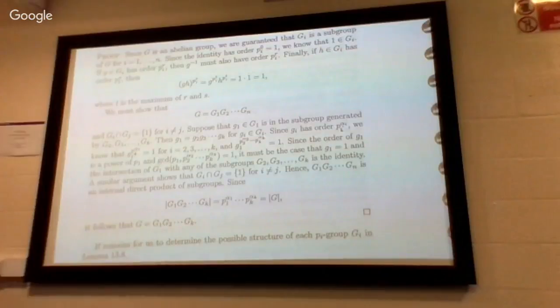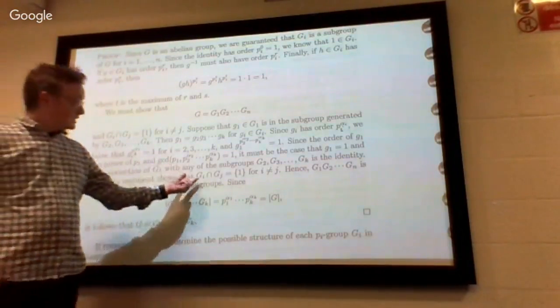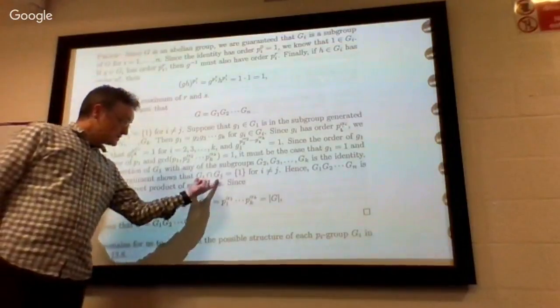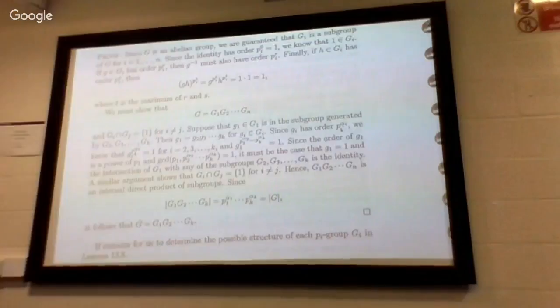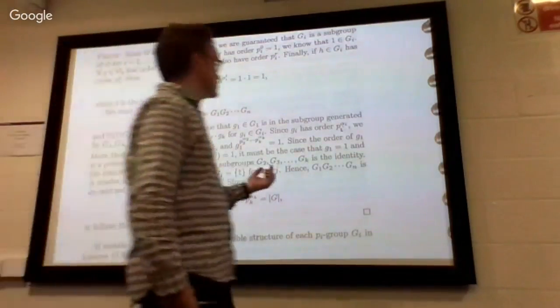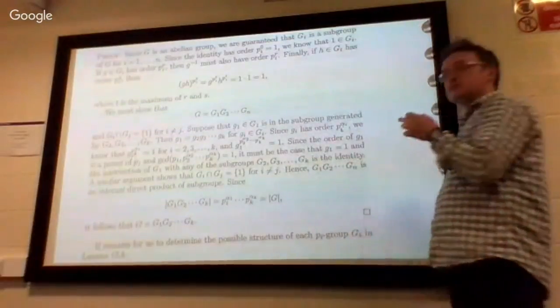So that shows that they have the necessary trivial intersection property. Any intersection between any two of these is trivial. It just consists of the identity element. So that means we've got a bunch of subgroups.